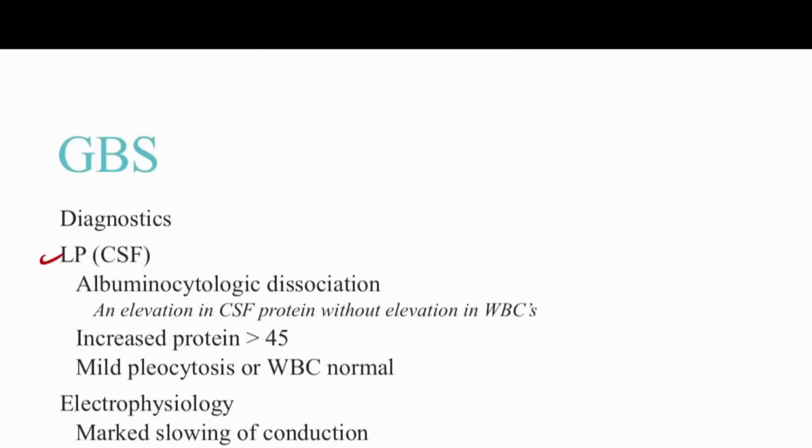Diagnostics, get a lumbar puncture, elevation in CSF protein without elevation in white blood cells. Increased protein because this is myelin, it's protein, it's all being degraded, it's getting dumped into the CSF and you can pick it up later. You don't see increased white blood cells, why? There's no infection, it's all inflammatory. And you can do some electrophysiology studies and obviously your nerve conduction is going to slow down because you're demyelinating the peripheral nerves.